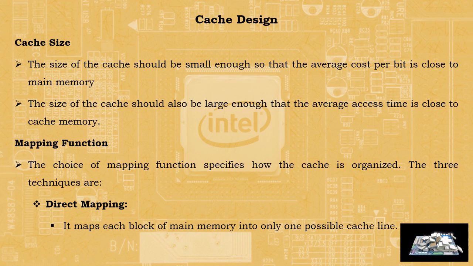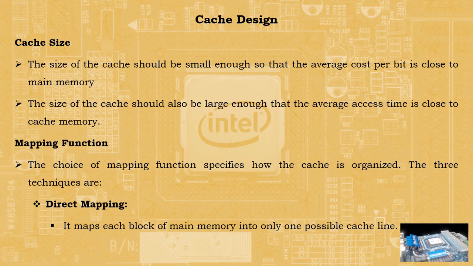Cache design. First, let's see cache size. The size of the cache should be small enough so that the average cost per bit is close to main memory. The size of the cache should also be large enough that the average access time is close to cache memory. Mapping function. The choice of mapping function specifies how the cache is organized.